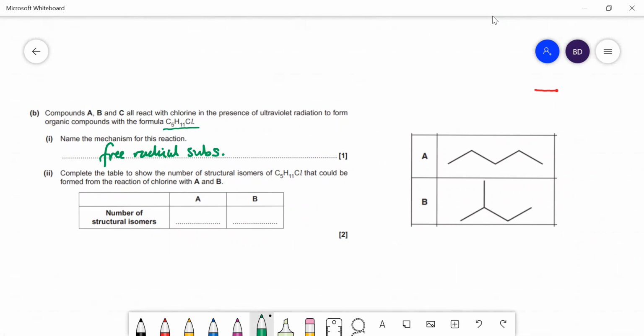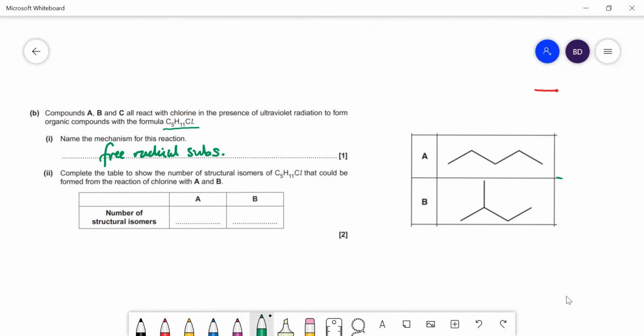Now, complete the table to show the number of structural isomers of C5H11Cl that could be made from A and B. So I've drawn A and B there again, just to help us. Right. So we've got to replace.